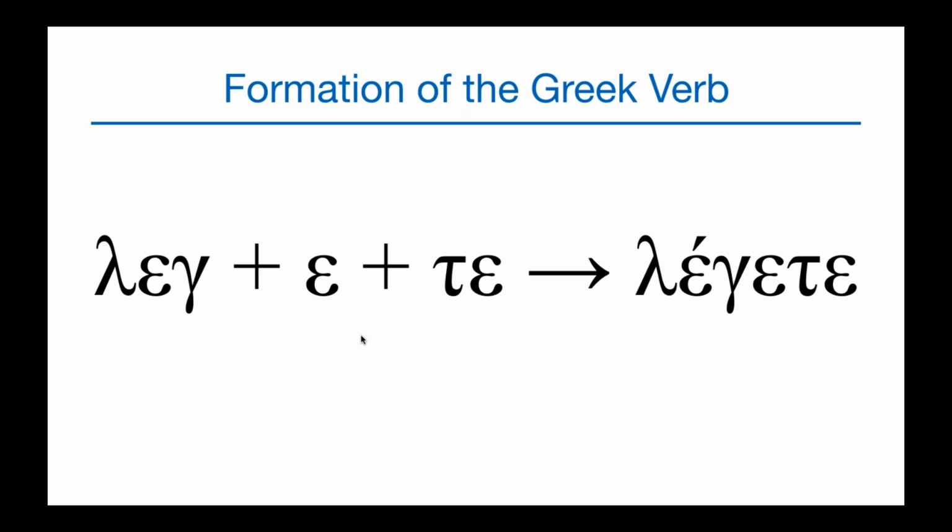Here, once again, is the way you form it. You have your stem on the left. In the middle, you have the connecting vowel. And at the end, you have the personal endings. So leg plus e plus te gives you legete.